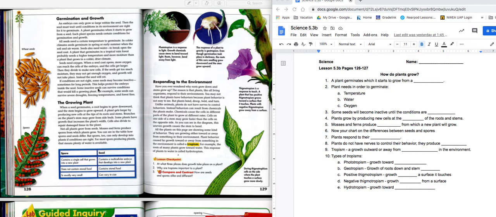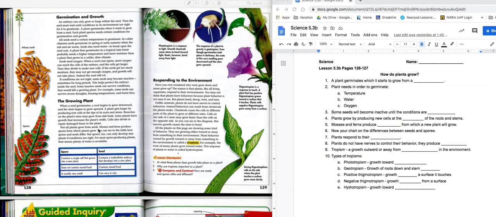Okay, when a seed germinates, a root begins to grow downward, and the stem begins to grow upward. A plant gets larger by producing new cells at the tips of its roots and stems. So you're down here, guys, with tips for number 4. Branches of a plant stem may grow from side buds. Some plants have growth that increases the plant's width. This would be like a tree ring, guys. We know it adds width every year. Cells also divide to repair damaged tissue in the plant.